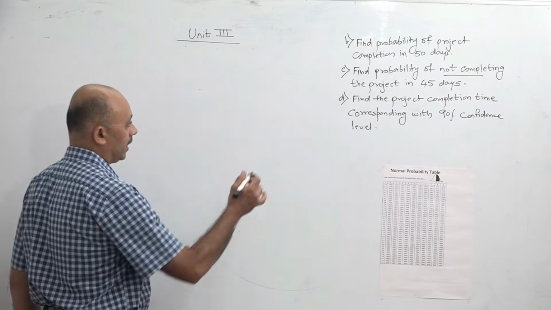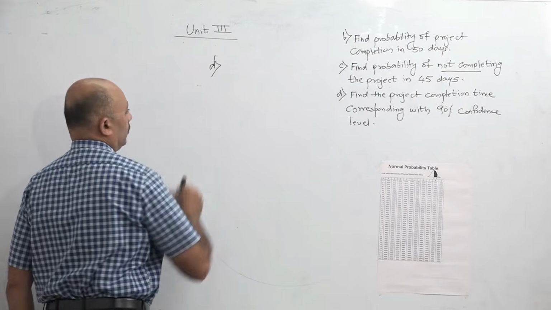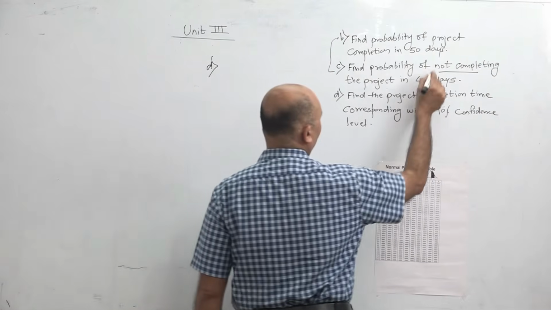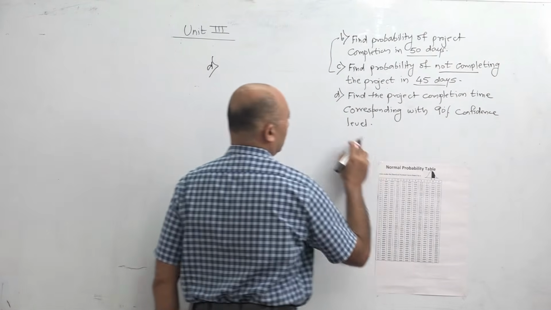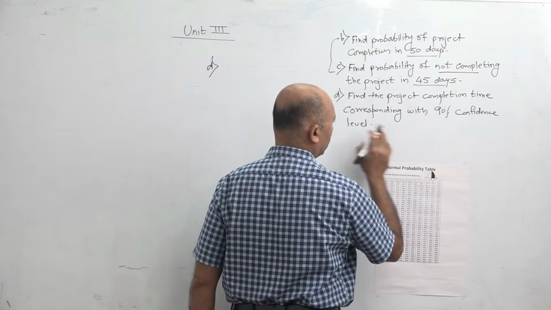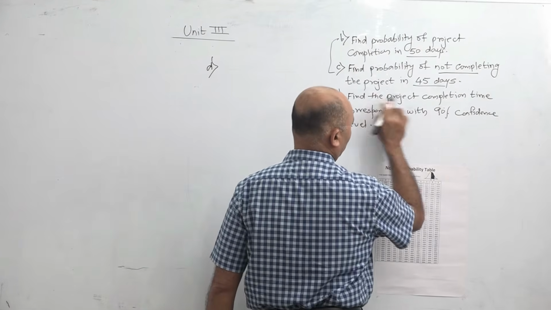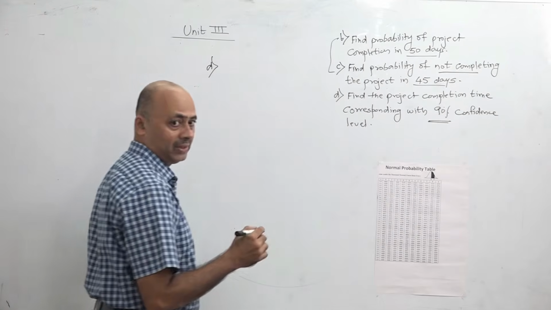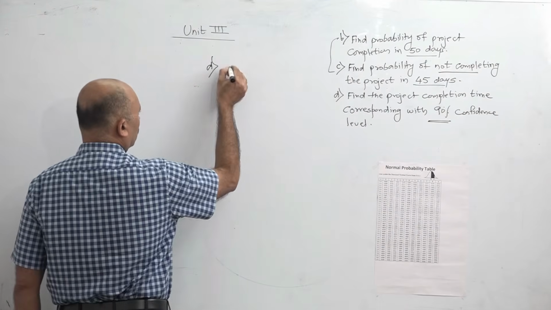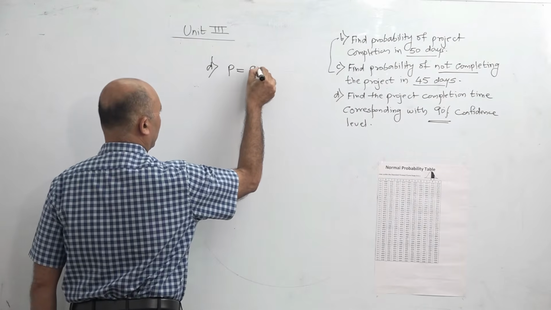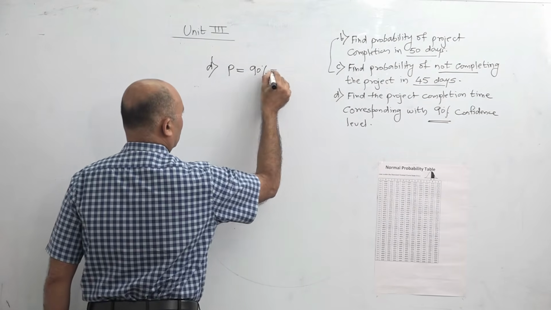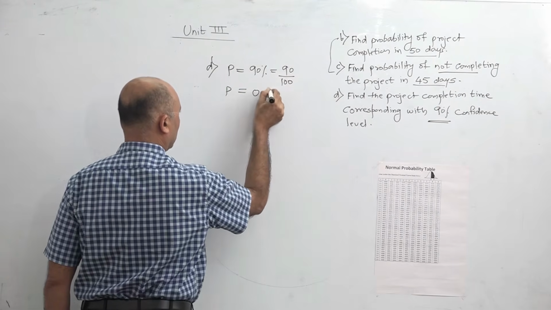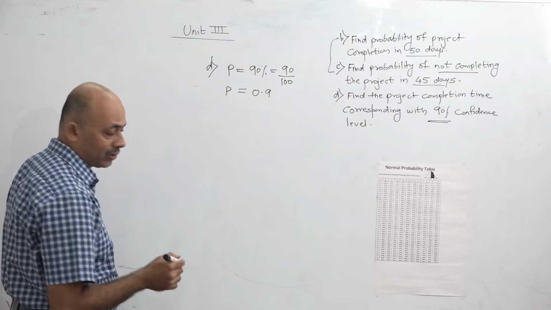Now we find the answer to question number D. In the first two questions, B and C, the time value was given: 50 days and 45 days. Here in question D, time is not given. We have to find the project completion time, and what is given to us is the probability value. A 90% confidence level means 90% probability. So P is 90 divided by 100, so P is 0.9.